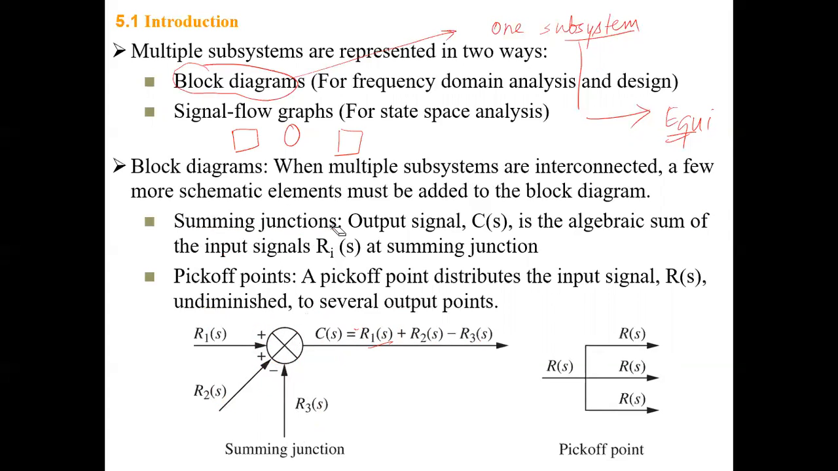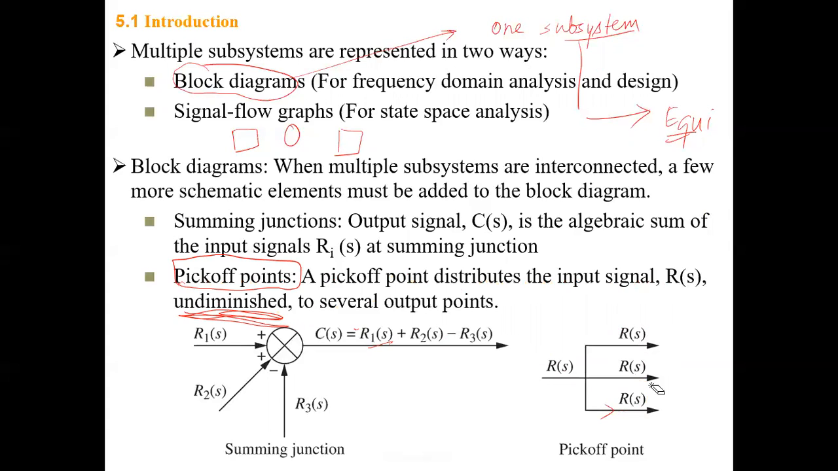Similarly, another block we need is the pickup point. What is a pickup point? A pickup point distributes the input signal undiminished. See, this is very beautiful, undiminished. So suppose this is your R(s) and this is the pickup point, then your pickup point will give R(s) here, exactly the same R(s) here, and exactly the same R(s) here. So this point is called the pickup point.